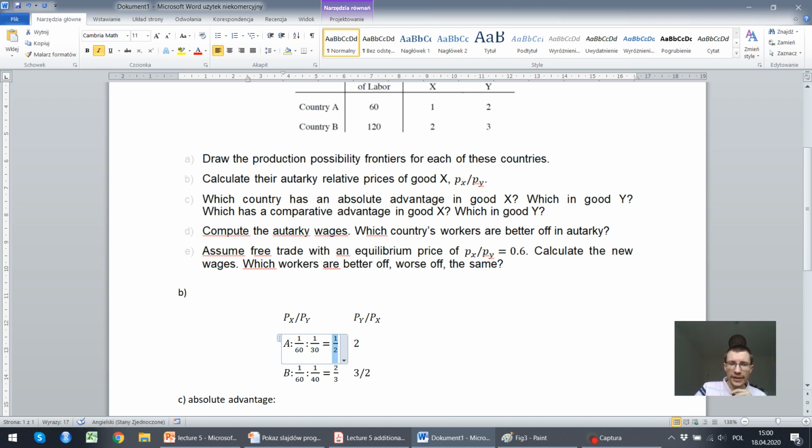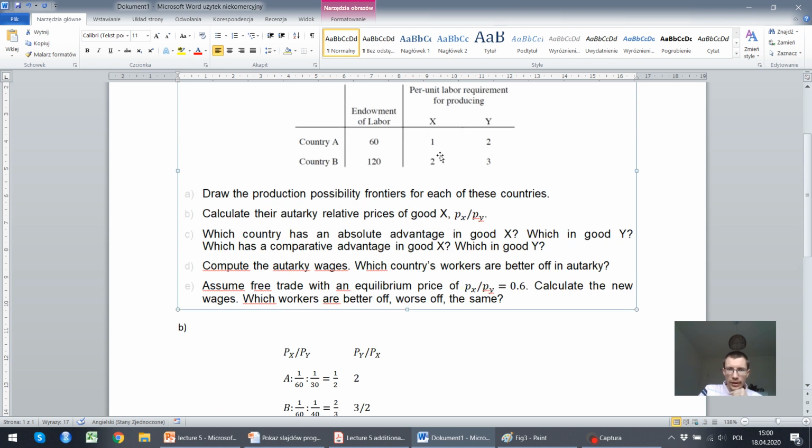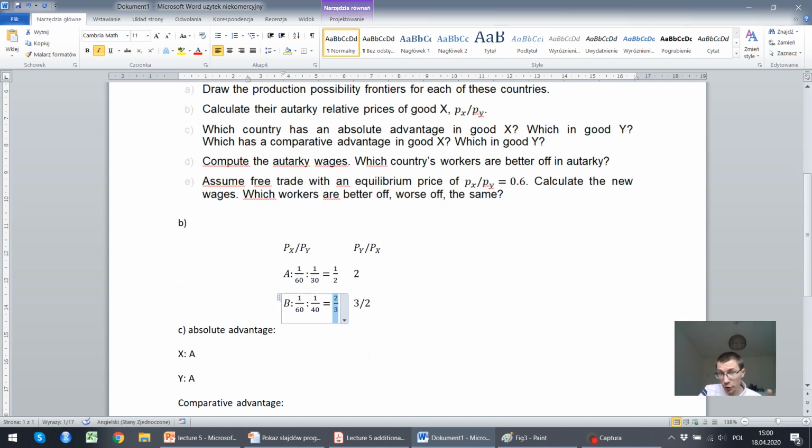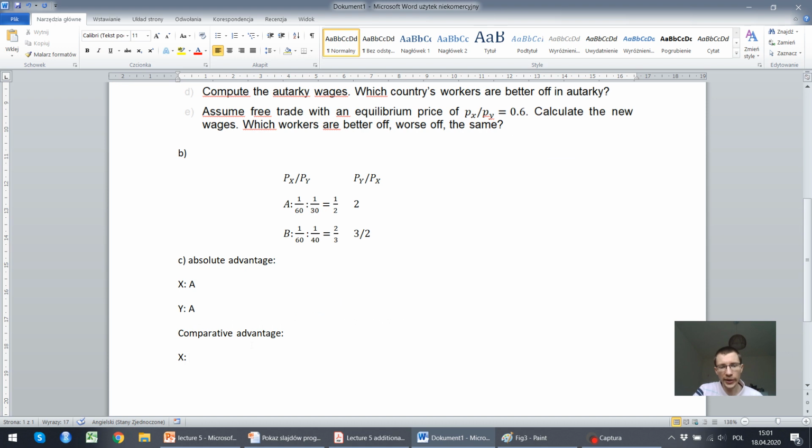The relative productivity in country A is 1/2, while the relative productivity of producing good X in country B relative to producing good Y in country B is 2/3, as we computed. So which country has a comparative advantage in producing good X? The one in which the relative productivity of producing good X is lower than in the other country. And of course, 1/2 is lower than 2/3, which means that the comparative advantage in producing good X is on the side of country A.